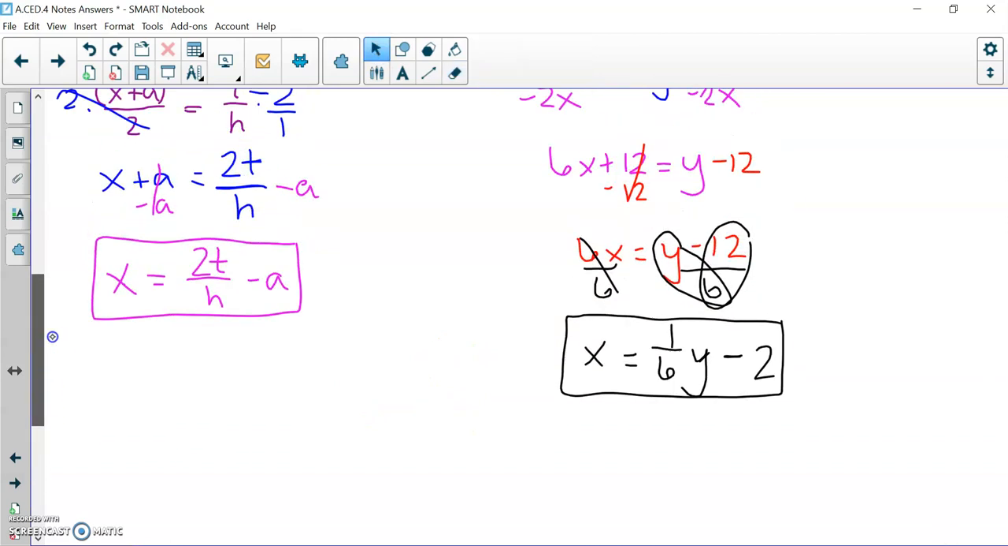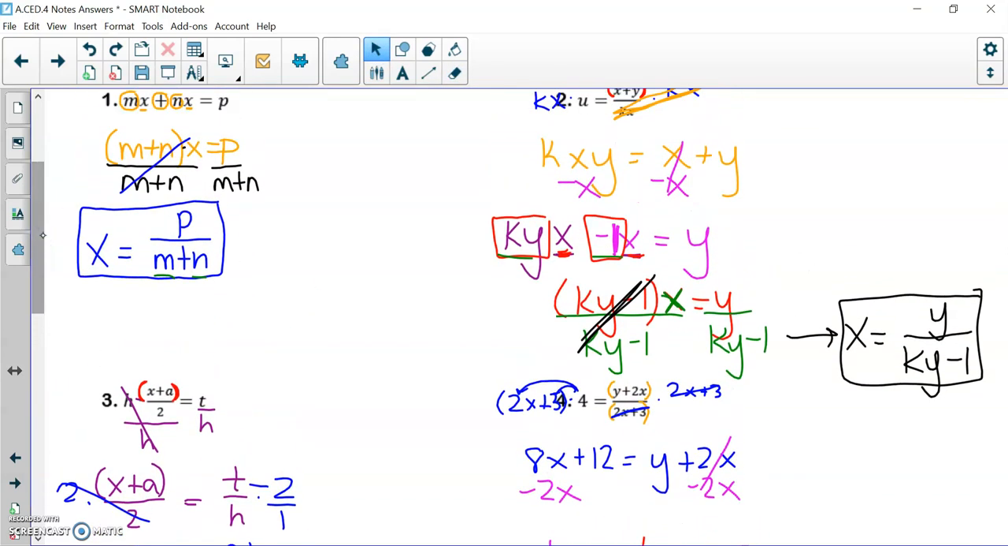All right, that is the end of our lesson. Just a little bit more challenging problems with literal equations.